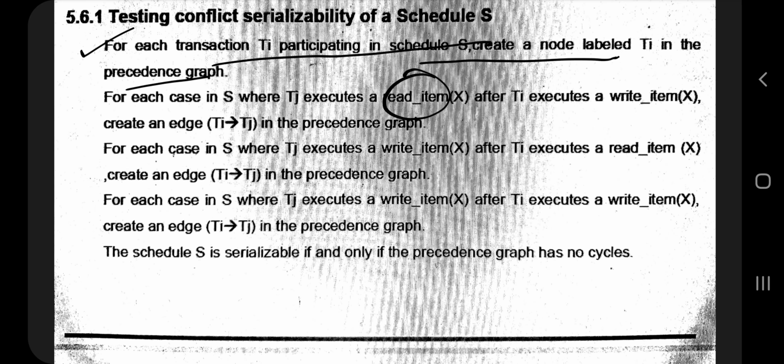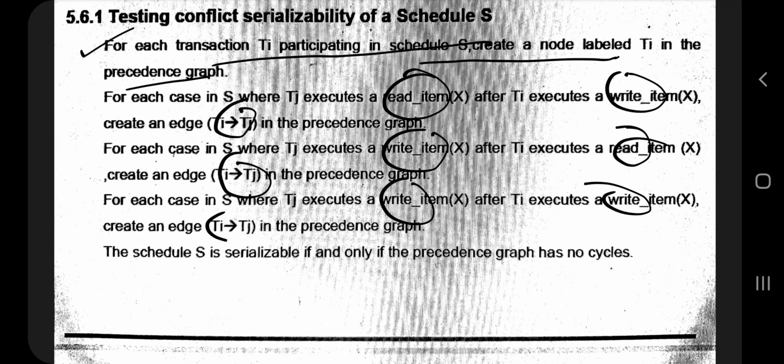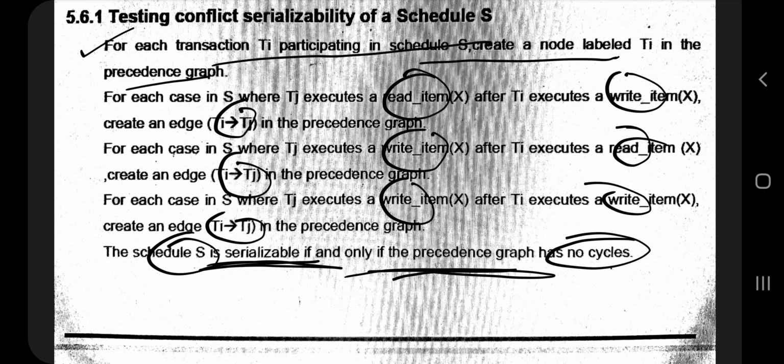If it is read after write, then make an arrow. If it is write after read, make an arrow. If it is write after write, make an arrow. Three things I told, right, which make the conflict: read on write, write on read, and write on write. Read on read is not mentioned, so nothing. The schedule S is serializable if and only if the precedence graph has no cycles. If there is no cycle, it is serializable, else it is not serializable. It's as simple as that.